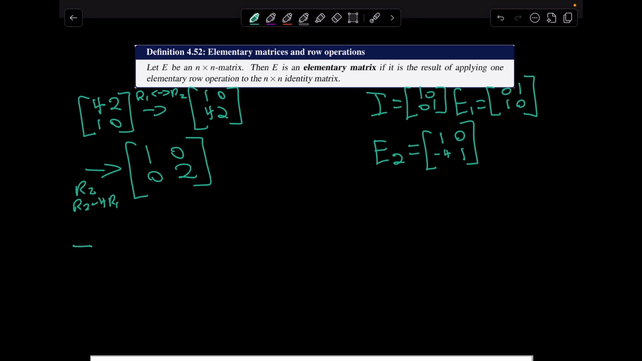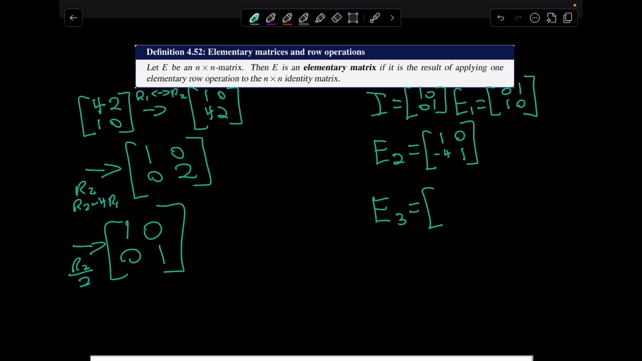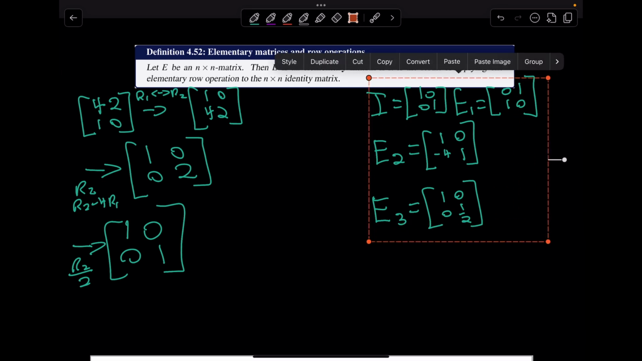So next step is pretty simple. R2 divided by 2. And that's just going to give you 1, 0, 0, 1. You're in row echelon form. Your final elementary matrix is going to look like 1, 0, 0, 1 half. Okay? I'm going to copy these right now.